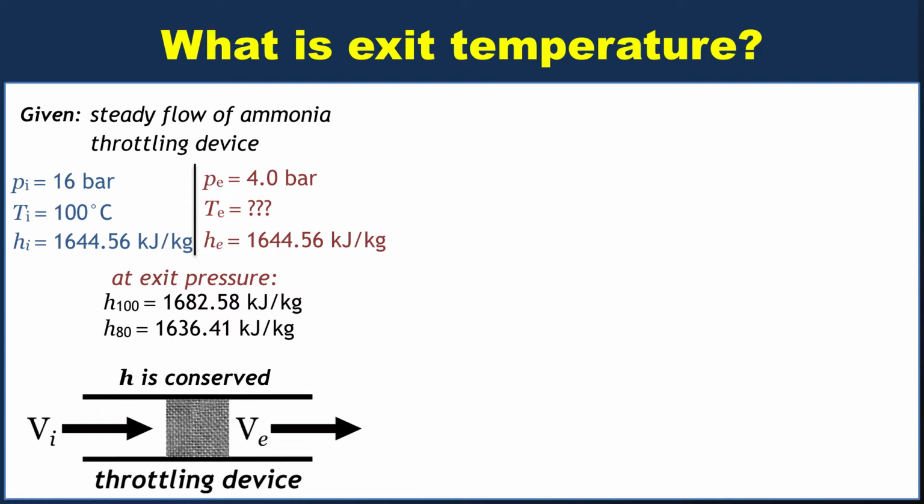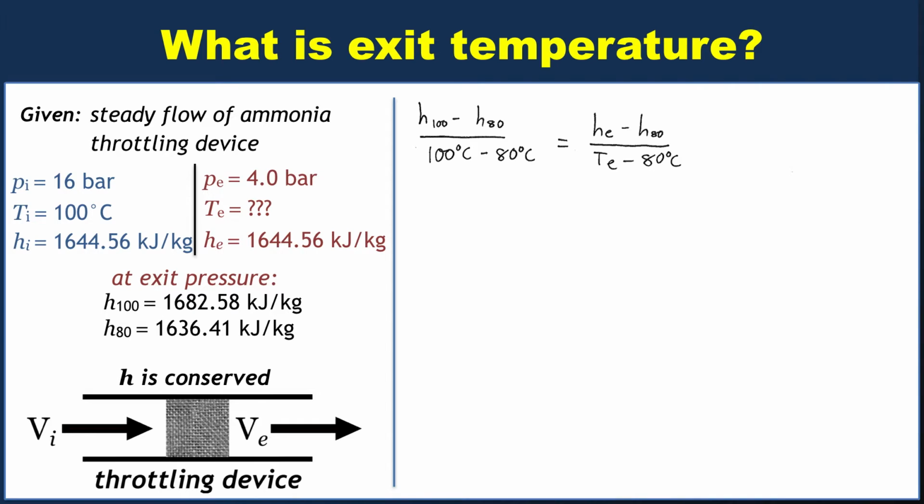Let me walk you through the interpolation just to make sure everybody's okay with this. Okay, so the ratio that we're going to set up: we know that the difference in specific enthalpies at 100 and 80 degrees C divided by that temperature difference should be the difference between the actual exit specific enthalpy that we have, H sub E, and the value at 80 degrees for 4 bars, divided by that temperature difference. So we can solve for T sub E just using the simple ratio that is an interpolation ratio. We do that, and we find that T minus 80 is all that stuff on the right, and now we can just solve for T sub E.